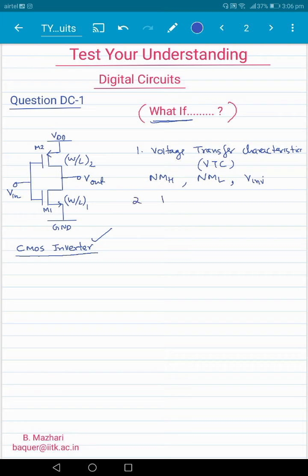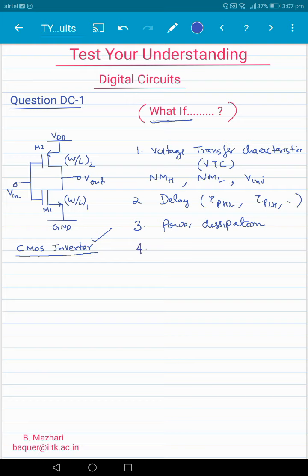The other one is the delay, and we define it, let's say, in terms of propagation delay, high to low, propagation delay, low to high, maybe rise time, fall time, and things like that. The third thing is power dissipation. So there would be static power dissipation, dynamic power dissipation, so all of that is there.